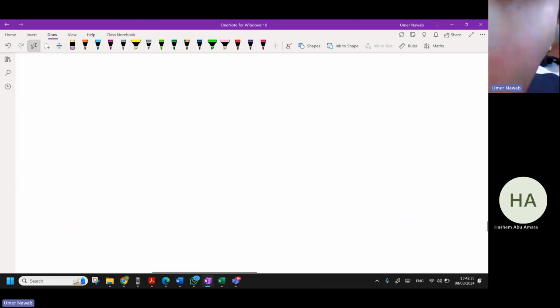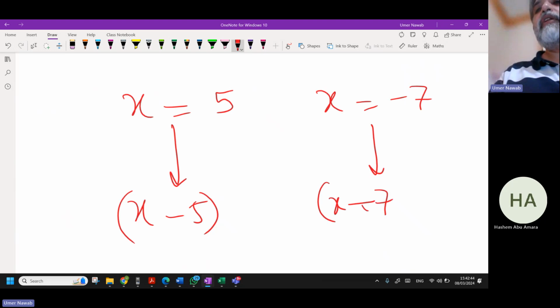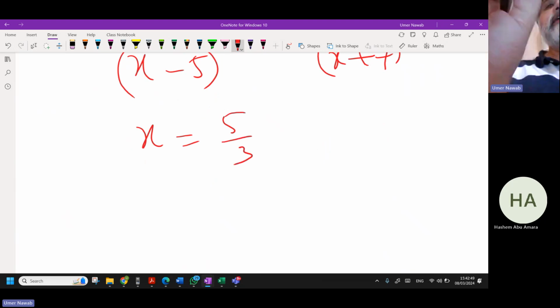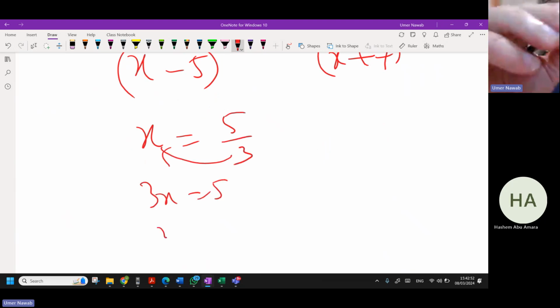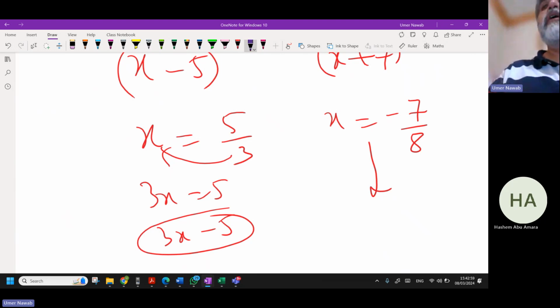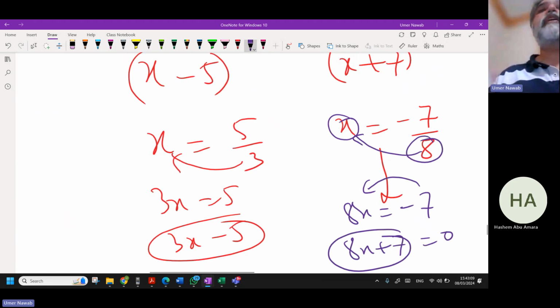Let me teach you quickly. If my answer is x equals 5, what is the factor form? The factor form is x minus 5. If x equals minus 7, what is the factor form? x plus 7 is your factor form. If your answer is x equals 5/3, then 3 goes here, so 3x equals 5, and 3x minus 5 is the factor form. If x equals minus 7/8, I want to convert it to the factor form. 8 multiplies with x, it gives you 8x equals negative 7. Negative 7 comes here, 8x plus 7 equals 0. Mr. Omar, 8x plus 7 is a factor form.